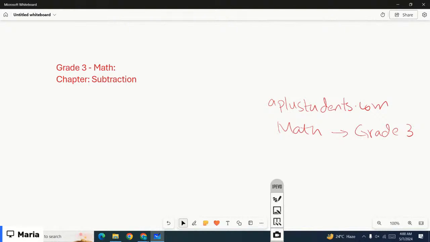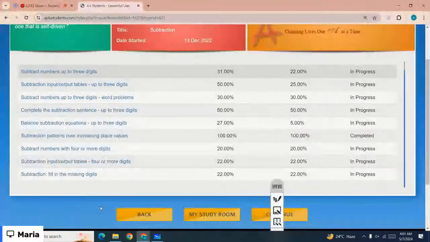We are going to start with the chapter subtraction. So please make sure you have your notebook and pencil so that you can note down the important examples and definitions as well, right? So here I am on grade 3 math. The chapter I am on right now is subtraction. Let's just start with the chapter subtraction.